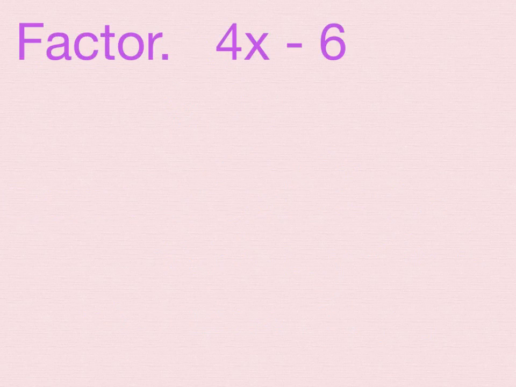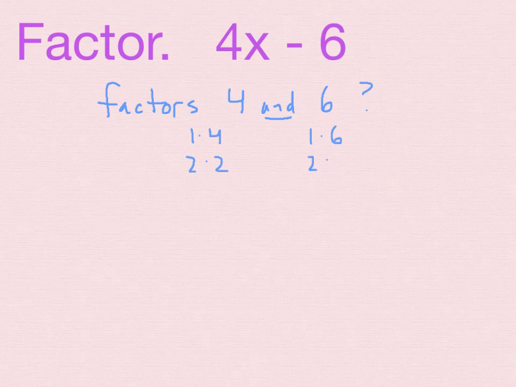We'll start by factoring 4 times x minus 6. So first of all, what number is a factor, or what number goes into 4 and 6? Well, if we think about it, 4 is made up of 1 times 4 and 2 times 2. 6 is 1 times 6 and 2 times 3. So looking at both these sets, we can see that there is a 2 in both of these.